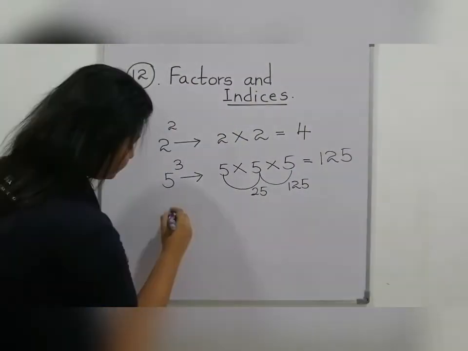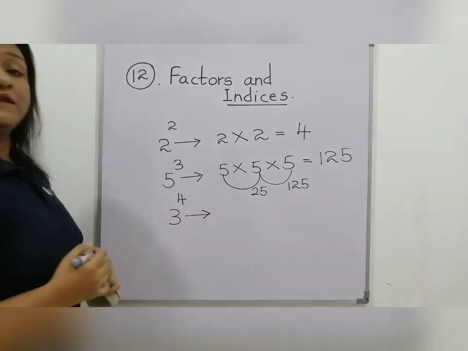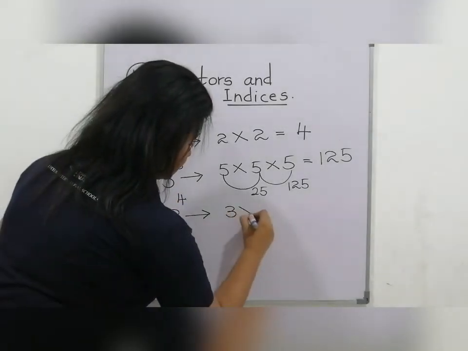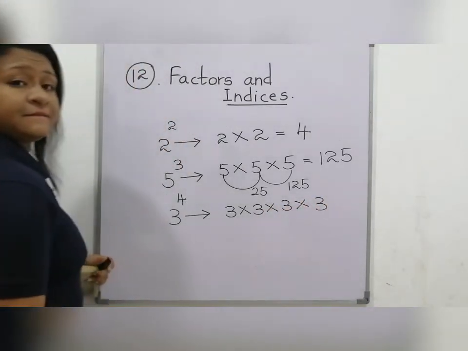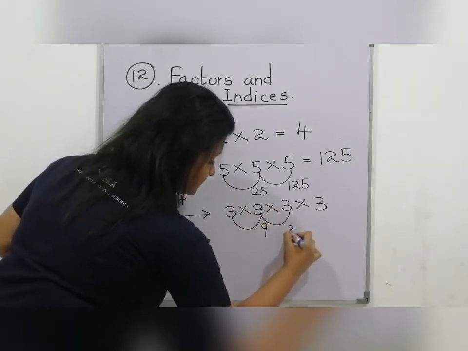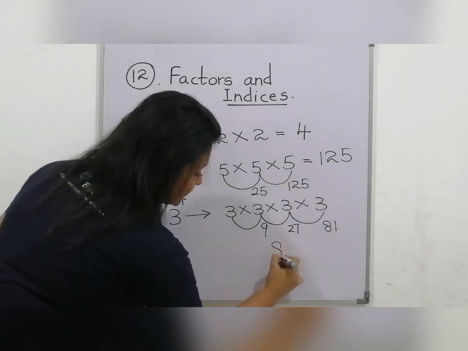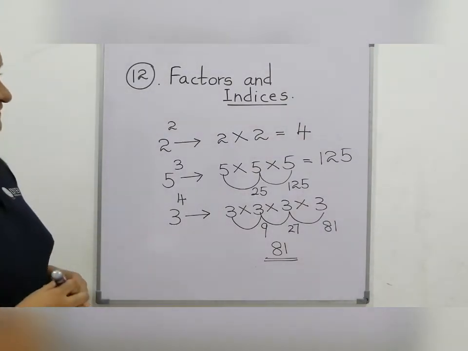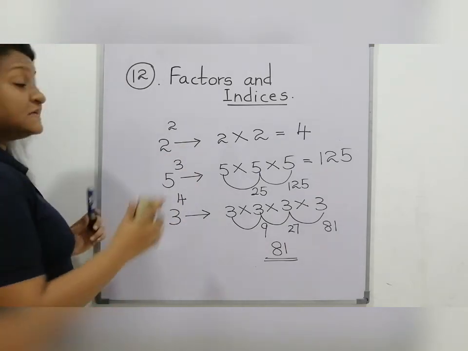Then think 3 to the power of 4. How can you find the value of this? First, expand this. 3 multiplied by 3 multiplied by 3 multiplied by 3. Just go on multiplying. 3 times 3, 9. 9 times 3, 27. 27 times 3, 81. So, 81 is the hidden number inside this. This is how to find the value of the numbers which are written in index form.